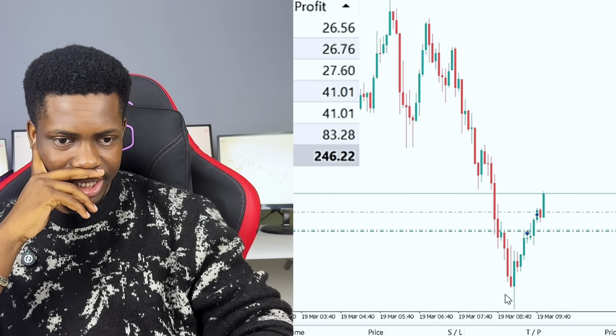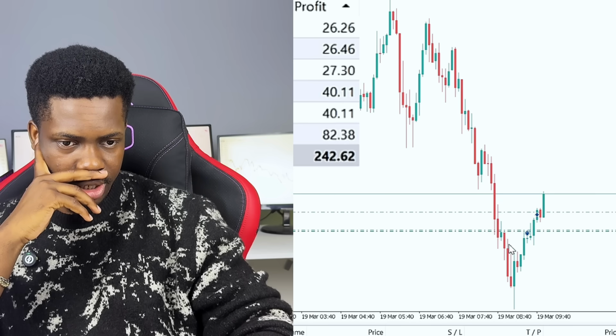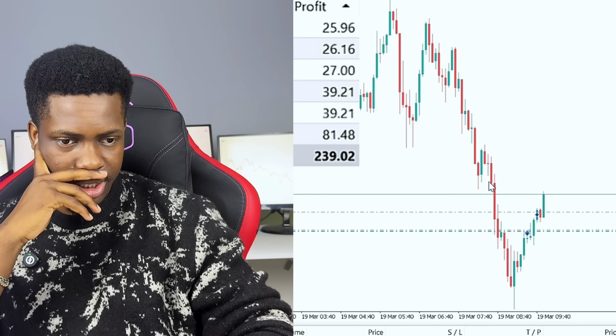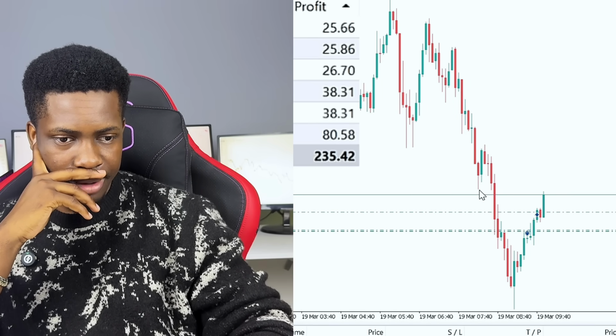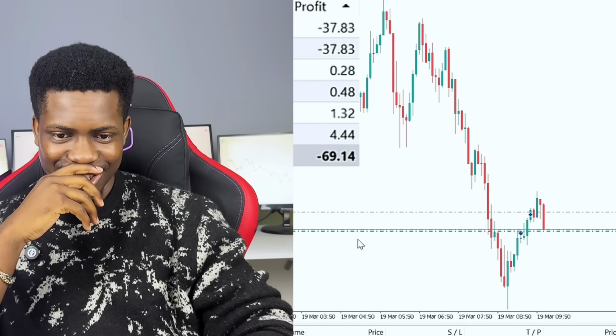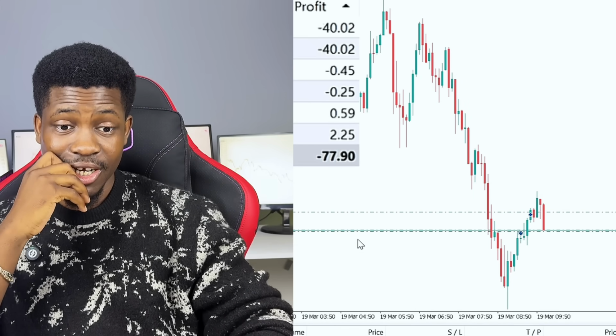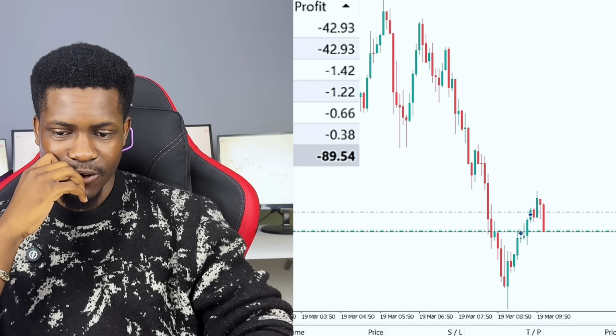So far, I'm thinking on adding some more trades when it just breaks out, when it just hits around this level. This is not good. The chart is literally crashing right before our eyes.